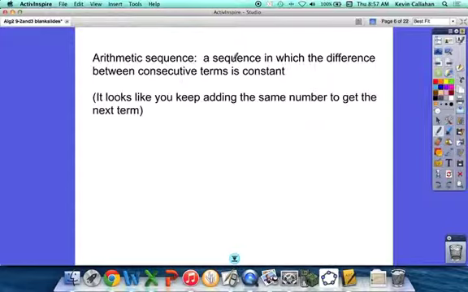If you subtract the third term minus the second term, the fifth term minus the fourth term, those are consecutive terms. It should always be the same. It should be equal to that number you keep adding. But that's what arithmetic is, and that's the way you're supposed to say it. The earlier slides were just general information about sequences, not any particular kind of sequence.